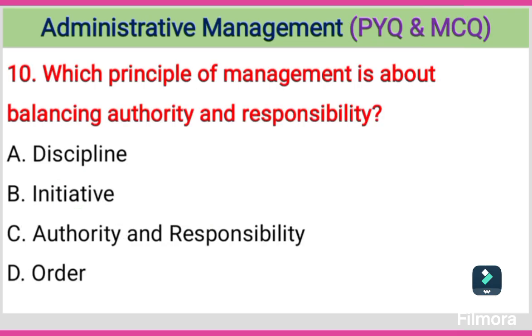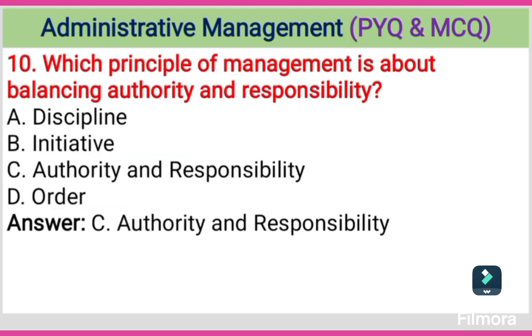Now the last question is, which principle of management is about balancing authority and responsibility? A, discipline, B, initiative, C, authority and responsibility, and the D is order. So for balancing authority and the responsibility, the correct answer is C, that is authority and responsibility.